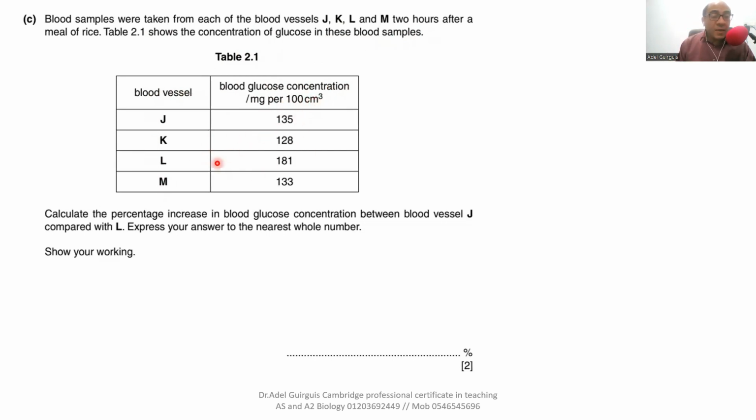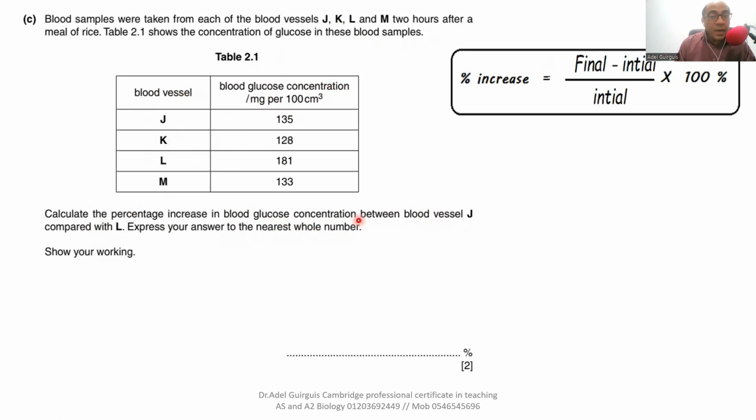Look at this figure. Calculate the percentage increase in blood glucose concentration between blood vessel J compared with blood vessel L, J and L. Express your answer to the nearest whole number. Percentage increase is final minus initial, divided by initial, times 100. It's okay? This is initial, this is final, between blood vessel J and L. L has increased blood glucose level in this blood vessel.